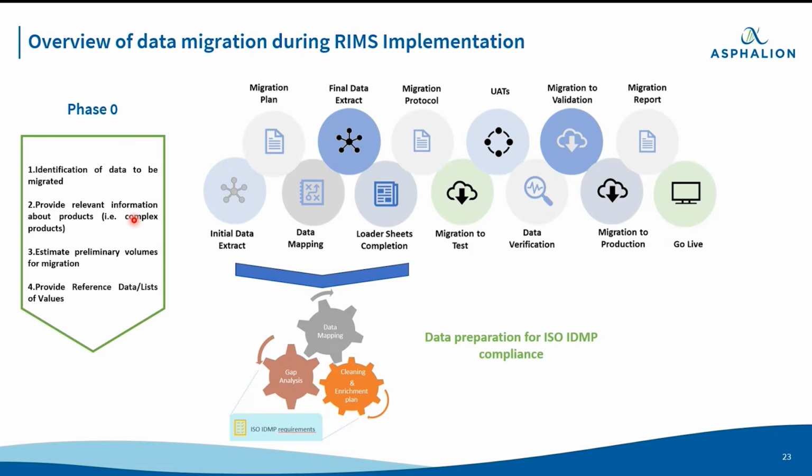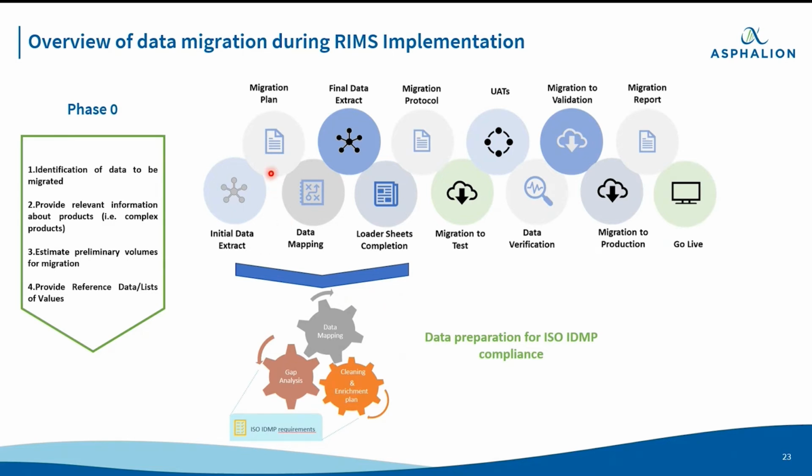So if we take a look now here, these are the steps of the migration of data during an implementation. You will see that the preparation for the ISO IDMP also occurs during the planning for the migration, at the very beginning of the steps. And the data mapping and gap analysis are done alongside the cleaning and the enrichment plan, to be compliant not only with the requirements of that specific RIM data model, but also with the ISO IDMP requirements.